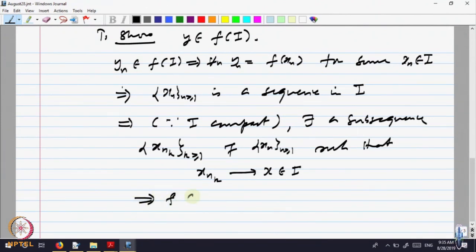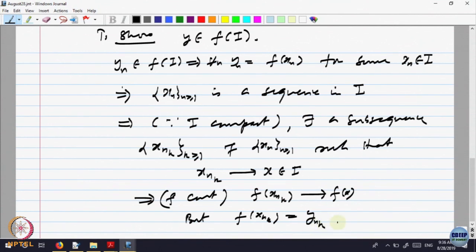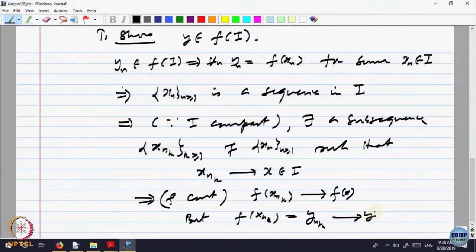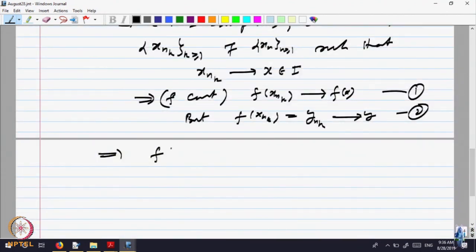But then f continuous implies f of x_{n_k} converges to f of x. But what is f of x_{n_k}? f of x_{n_k} is equal to y_{n_k}, which converges. Where does y_{n_k} converge? Because the sequence y_n is convergent to y, that is what is given to us, every subsequence must also converge to y. So now look at statement 1 and statement 2. Limit being unique implies f of x is equal to y. So the idea is from the range shift everything to the domain, analyze and come back. Okay, so that proves that f of I is also closed.